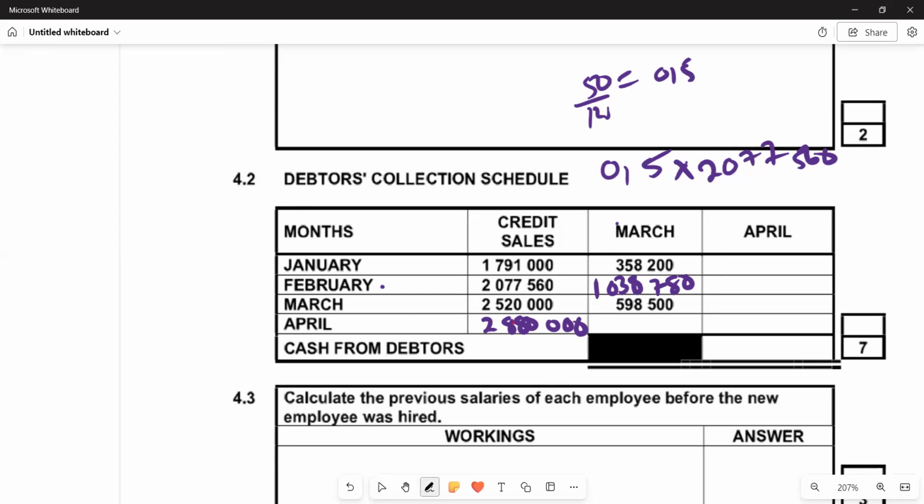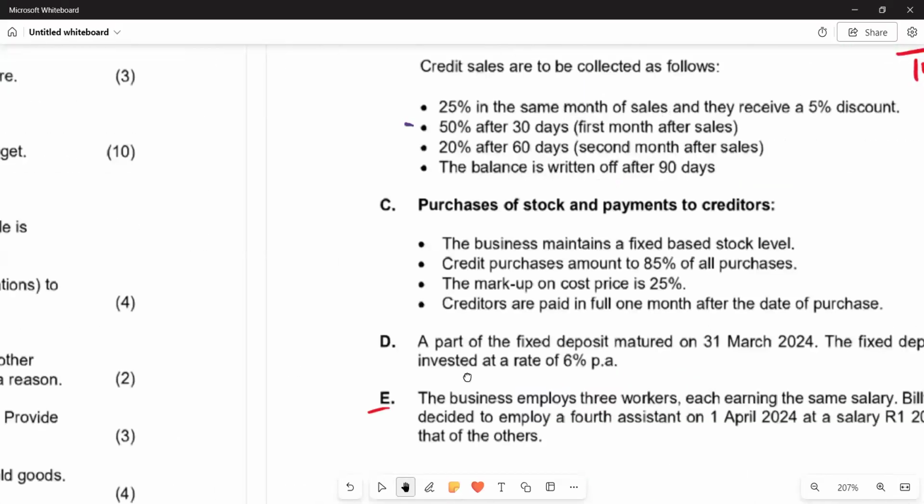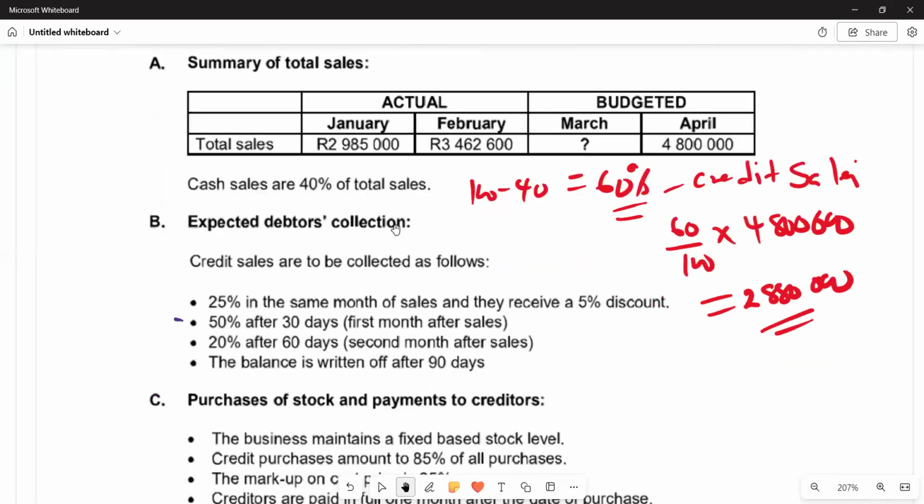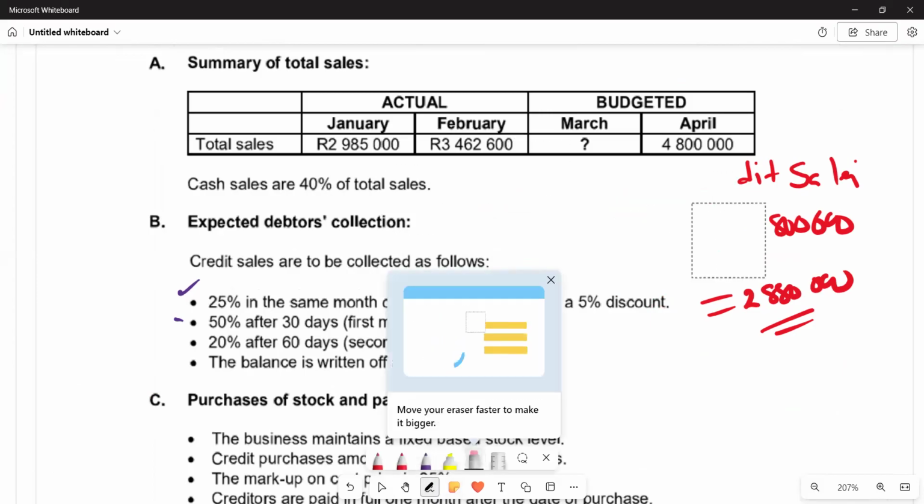Then obviously we also have the last part now, which is April. So for April, we are going to calculate starting from credit sales for April that are going to be received in April. We start with those that are going to be received in the same month. So we go to the instruction in terms of proportion that is going to be received in the same month. Go to our answer section. Right, on the question part now, we are told on the first point, 25% in the same month of sale, and they receive a 5% discount. So this is going to apply for credit sales for April being received in April. So we can just try to put it down.